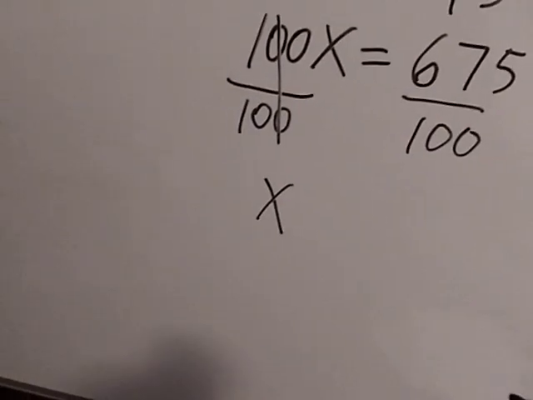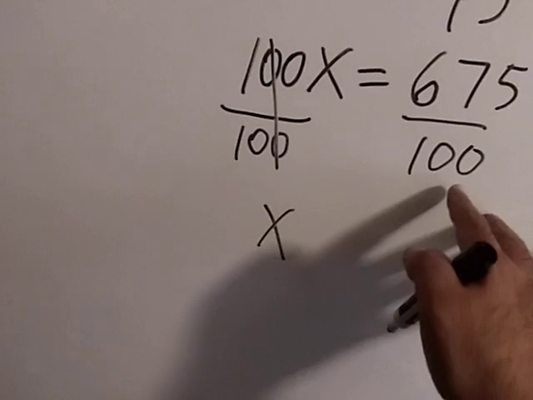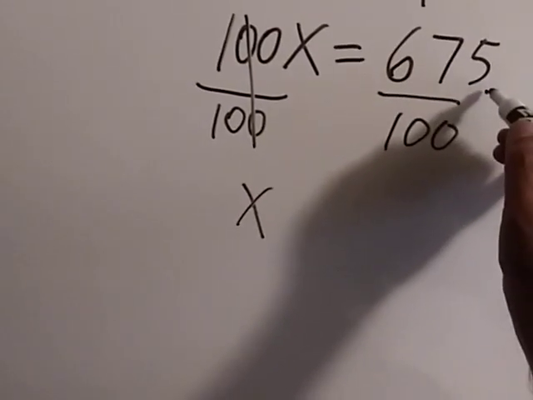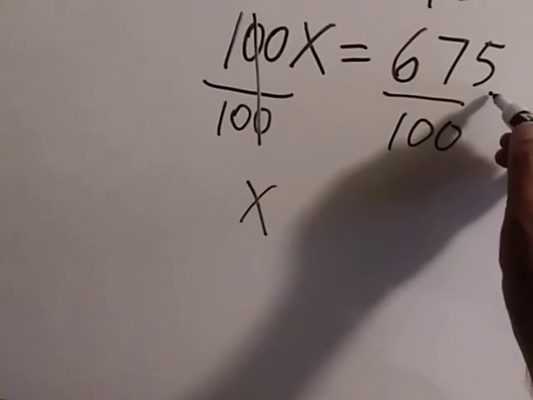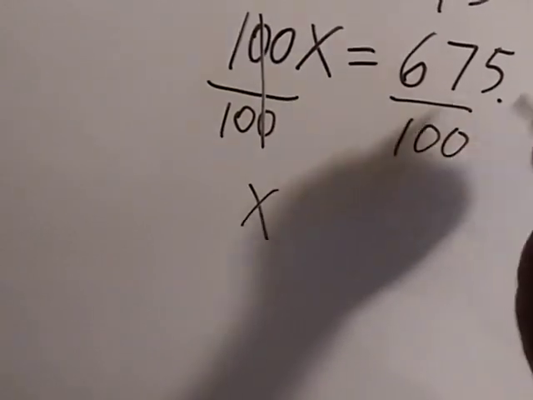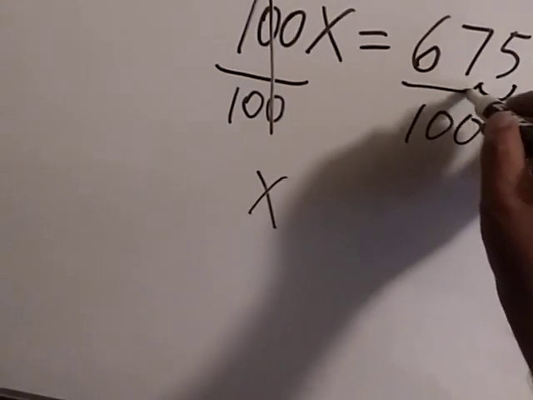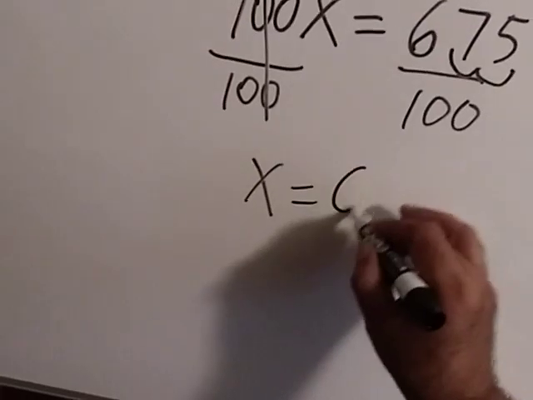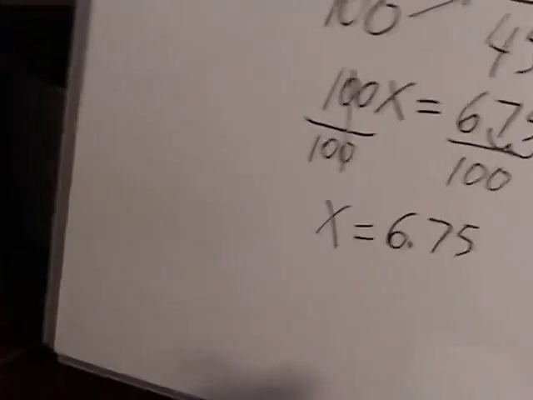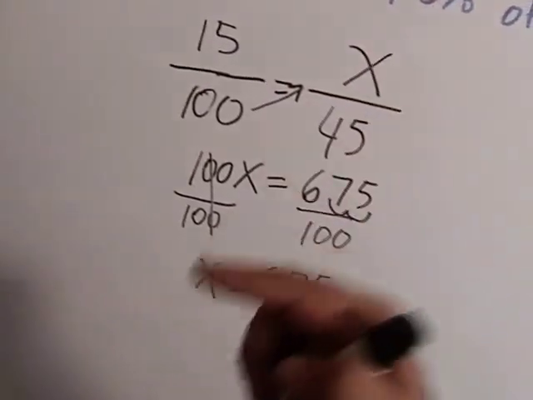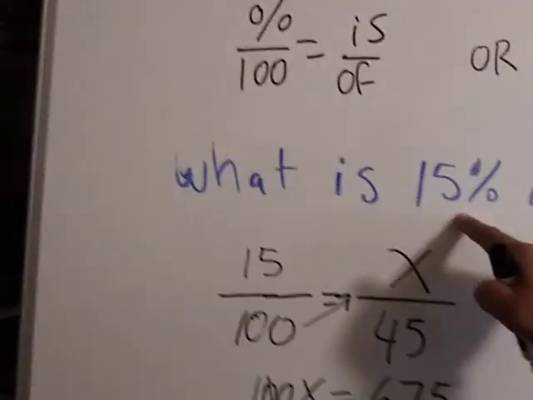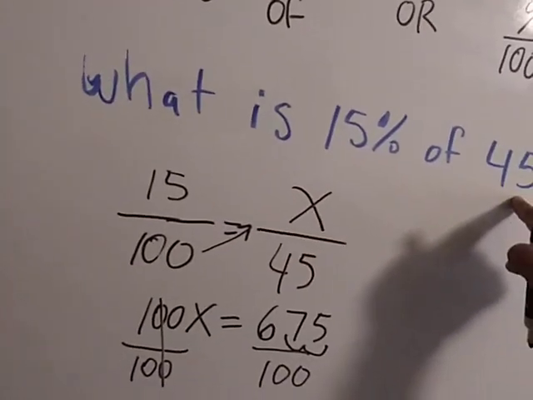One trick in dividing any number by a power of 10 would be to, the decimal point is here on the right hand side of the last number, and as you're dividing by 100 here, it'll be by 2 zeros, so you move this decimal point 2 places, so your answer will be 6.75. So now you can say 6.75 is 15% of 45.